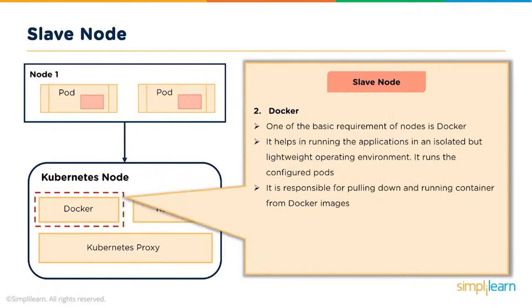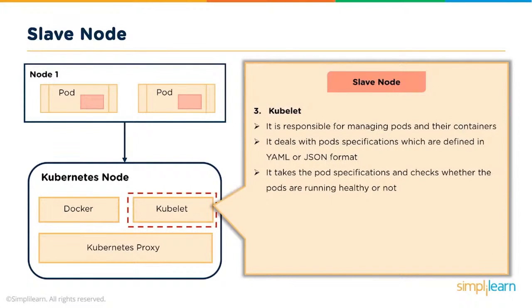So the Docker is the actual container itself, and this is going to actually run your application. The instructions here are to pull down the correct container from the Docker images that you have within your library. The kubelet is going to manage your containers, and your container instructions that will be deployed to the kubelet are going to be written in either YAML or JSON format.